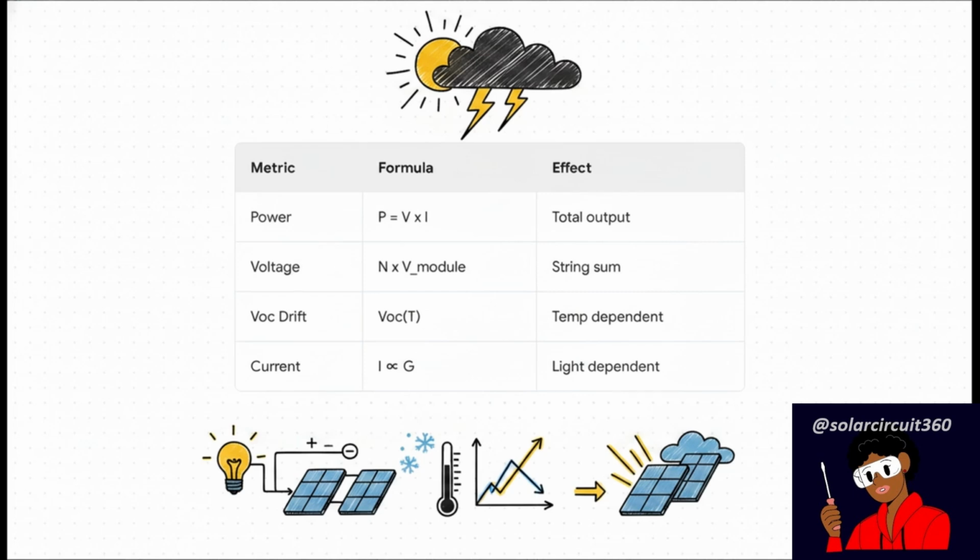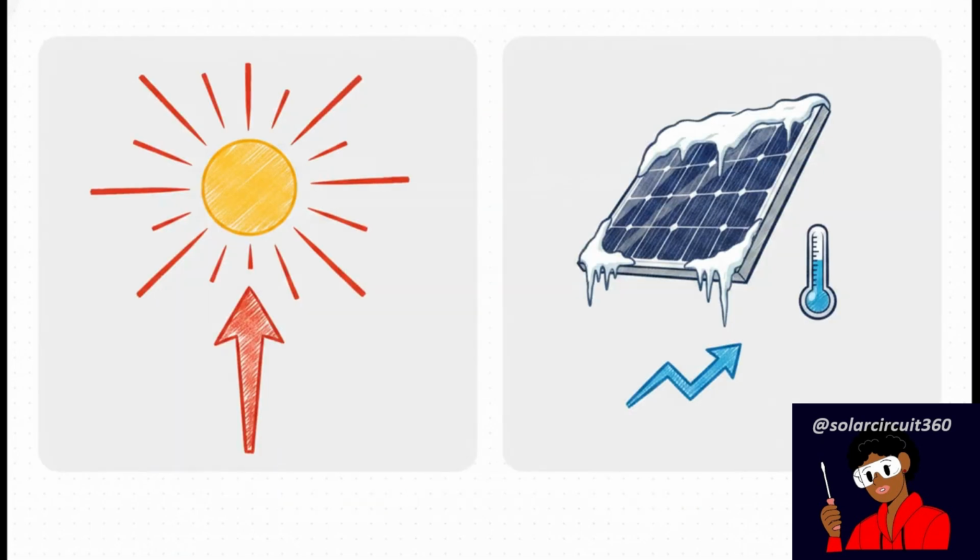Next, look at the temperature effect. Open circuit voltage, or VOC, drifts dynamically. As the temperature drops, the voltage actually increases. Finally, the irradiance effect. Current is directly proportional to the irradiance level. When you see how power, voltage, temperature, and current are physically and mathematically linked together, you really start to see where the danger lies.